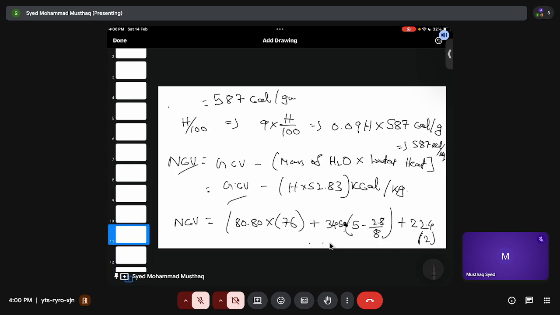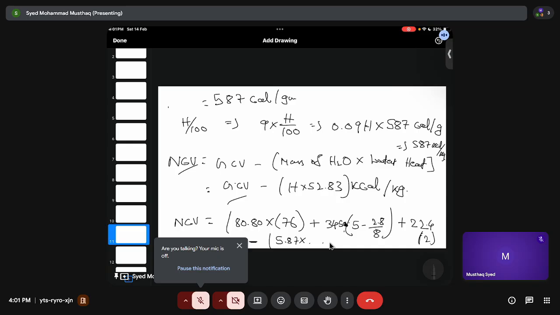Now minus the amount of H2O that has been produced. So 5.87 times 9 into 5, because that is 5% of hydrogen, plus we also have moisture, so that's why we are writing 6.